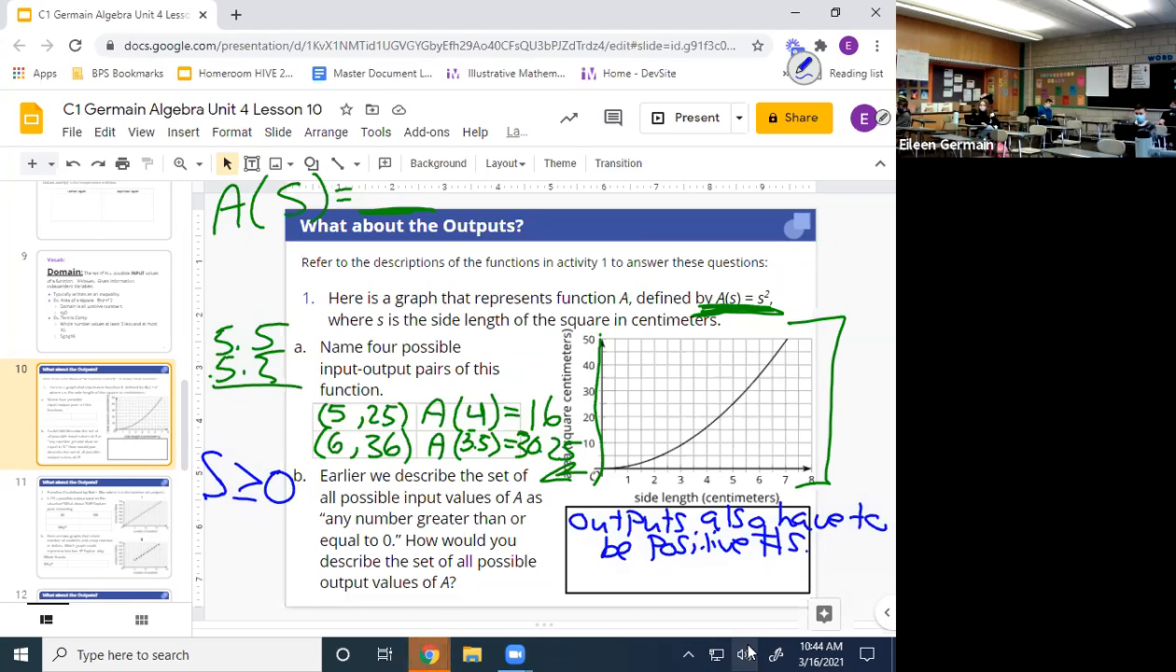How can we write that sentence mathematically? Our outputs have to be what? Junior, what do we think? How can we write that in an equally mathematical way as it's written here for our input? So our outputs are what? If we're saying our inputs, our S values, are any number greater than or equal to 0, we need to write it in a more mathematical way. How else could we write this?